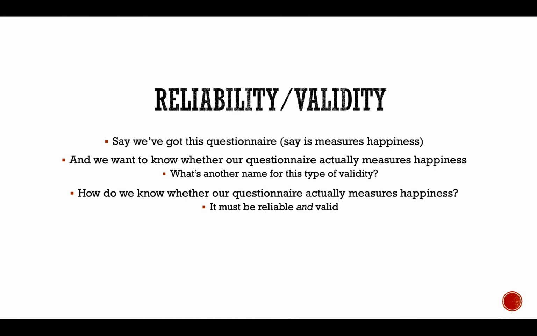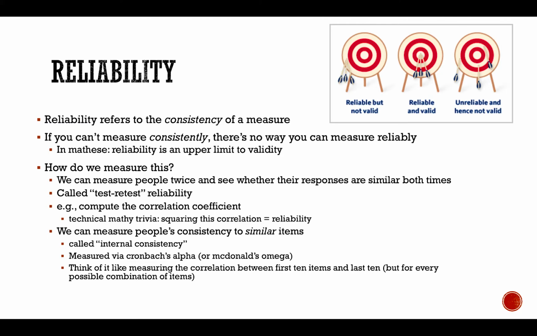So how do we know whether our questionnaire actually measures happiness? Well, it must be reliable and valid. Reliability refers to the consistency of a measure. If we can't measure it consistently, there's no way we can measure it validly. So if you were to speak in psychometric-ese, you would say reliability is an upper limit to validity. If it ain't reliable, it can't be valid.